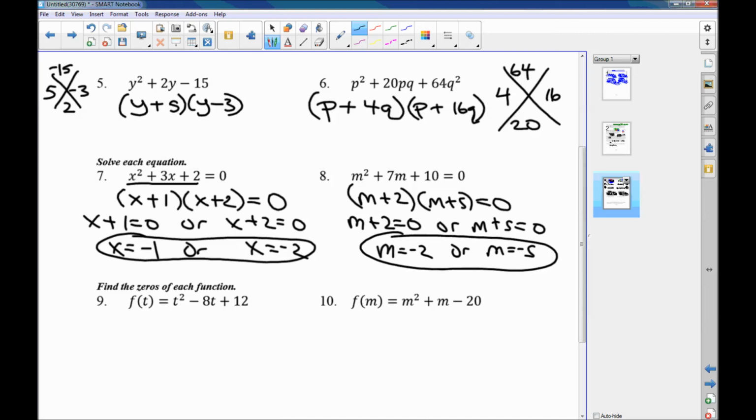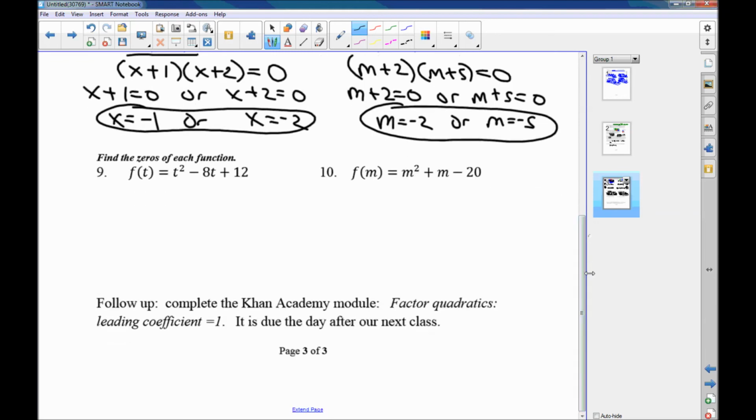All right, number 9, find the zeros of each function. So we did finding zeros a long time ago when we just had linear functions. It's the same thing. Finding 0 means pick the t that makes this equal 0. Okay, so we can kind of scratch off that and just solve like we've been doing before. So we're going to factor this. So two numbers that multiply to 12 and add to negative 8. So we know they both have to be negative.